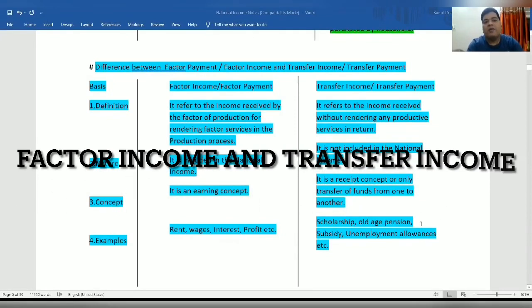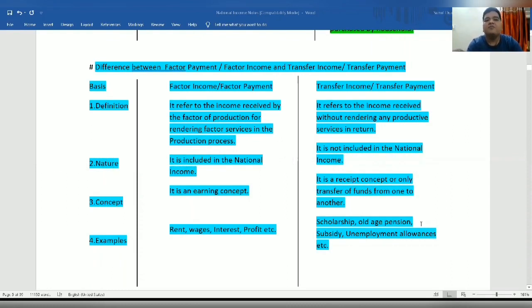Starting with the topic: what is the difference between the factor income and the transfer income? Or I can say, what is the difference between the factor payment and the transfer payment. So when I talk to you regarding the concept of factor income and the transfer income, I'll first start with the factor income.